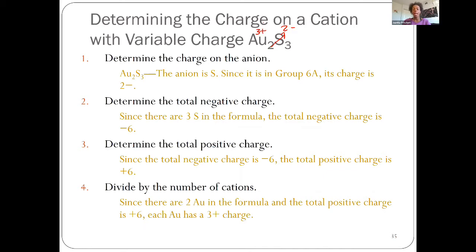And so when we're naming it, we need to reflect that positive 3 in the name because multiple types of gold charges can exist. And so when we name this, this would end up being gold(III) sulfide.